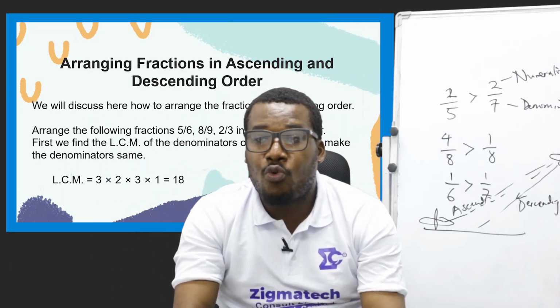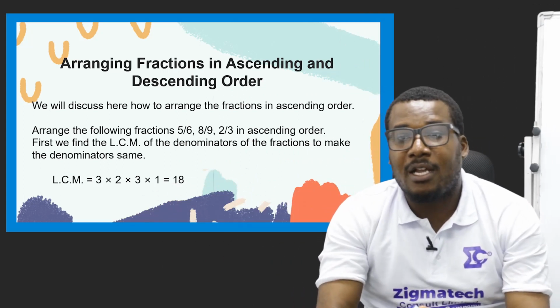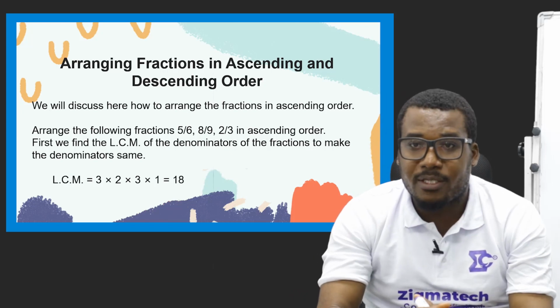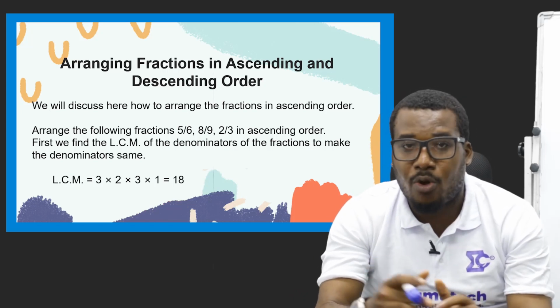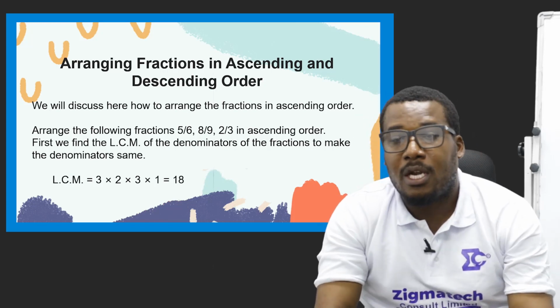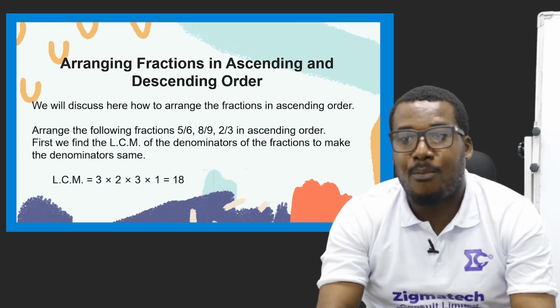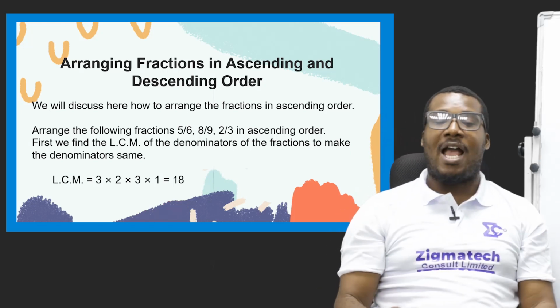Now we are asking which is the lowest and which is the highest. In this instance, there are 2 possible ways you could do it. The first is what you're seeing on the screen. The second is what I will show you on the board, using the long division method. But let's see the idea of using the LCM method.